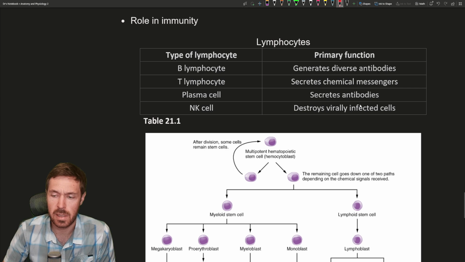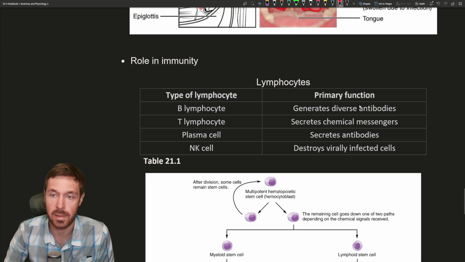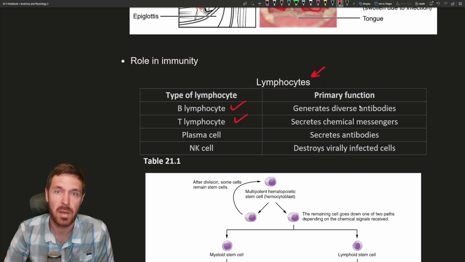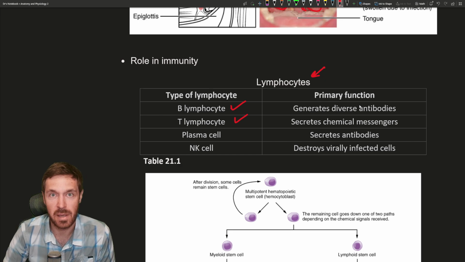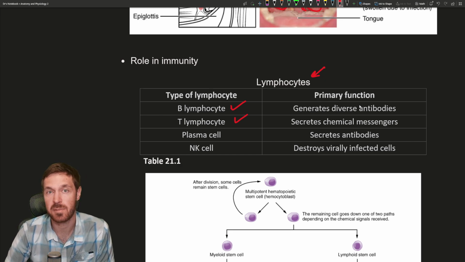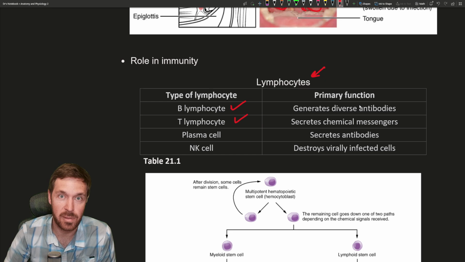Now, to tie all of this together, the lymphatic system's role in immunity comes down to the lymphocytes. We talked about those B lymphocytes and T lymphocytes. Those are the major cells of your adaptive immune system. When I say adaptive immune system, it means they are specific. They can specifically tag specific things on specific pathogens.